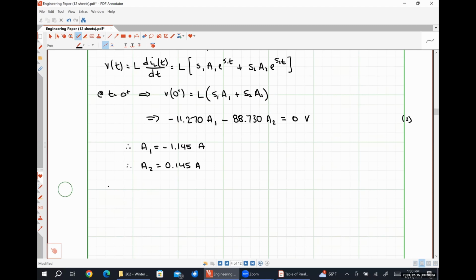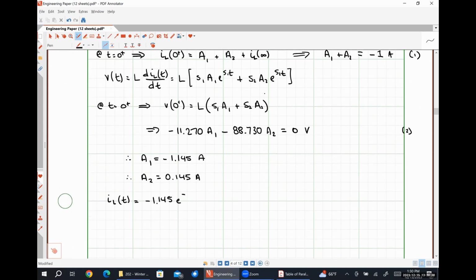And from here, I can say that IL of t is going to be negative 1.145 e to the negative... let me scroll up here to figure out what S1 was. 11,270.166 t, plus 0.145 e to the S2, negative 88,729.833 t, plus whatever IL was at infinity, which was 1 amp.